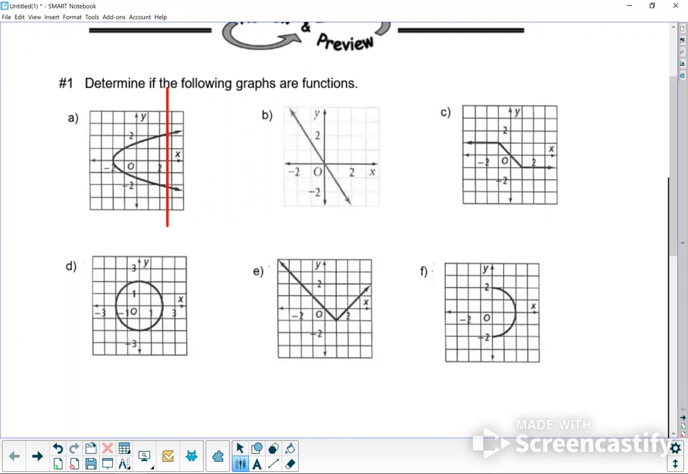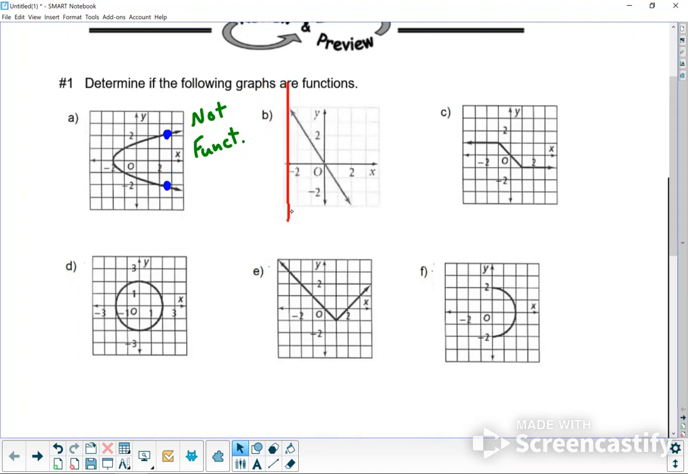So for example, letter A, it crosses it once, twice. So this one is not a function. Or I'll just write not function. Okay, that's all you gotta do, especially if you have a graph.